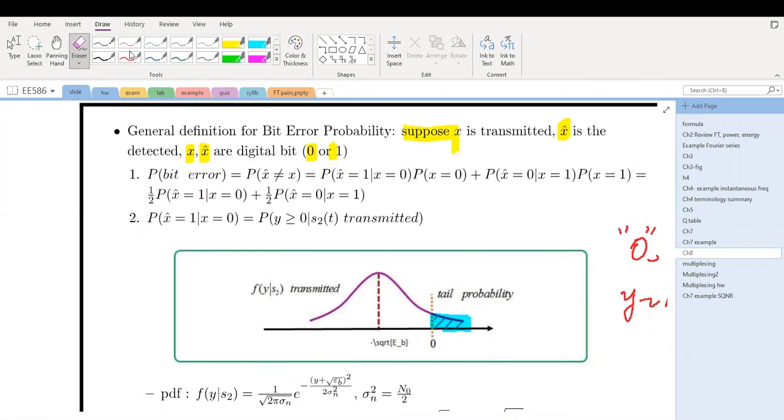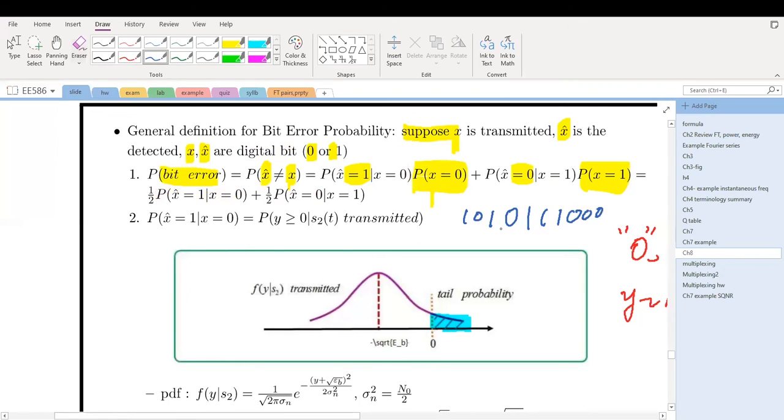Now let's do a recap. The probability of error is when the decision does not equal the transmitted signal. There are two cases. When 0 is transmitted, the decision is 1. When 1 is transmitted, the decision is 0. We're assuming that the probability of 0 transmitted and the probability of 1 transmitted in the data stream are the same, half and half. So if I have a data stream coming 0 and 1 and 1, 1, 0, 0, everything, the probability of 0 occurring equals the probability of 1 occurring. They both equal half.